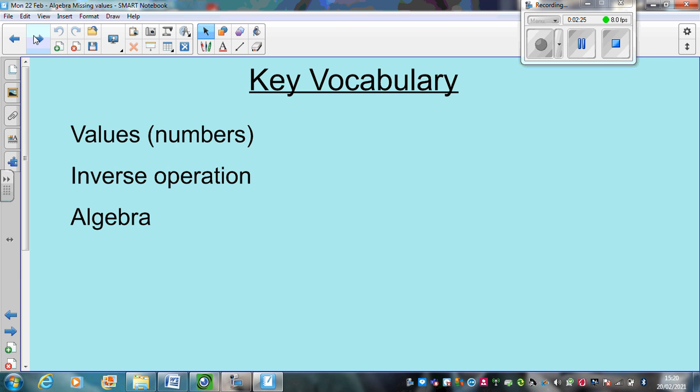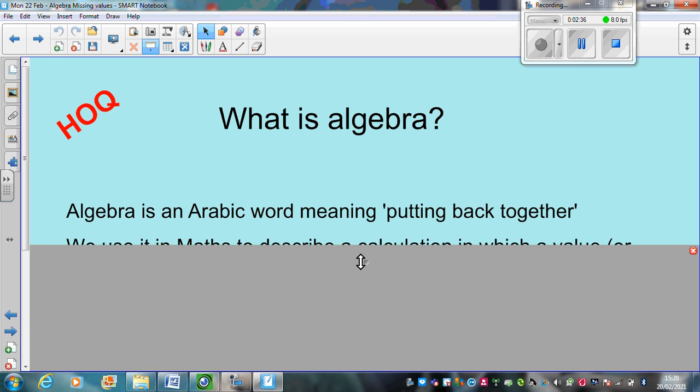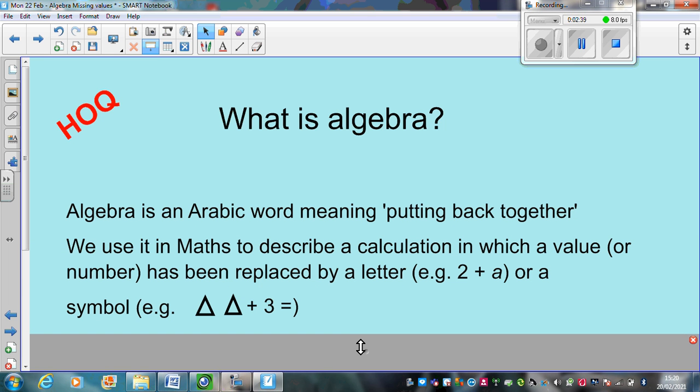And perhaps a new word to some of us, algebra. So what is algebra? Pause now and have a think if you can explain what algebra is. Otherwise, I'm going to tell you now. So algebra is originally an Arabic word meaning putting back together. It can even mean healing or resetting broken bones, believe it or not. But we use it in maths to describe a calculation in which a value or a number has been replaced by a letter, for example 2 plus a, or by a symbol, for example 2 triangles plus 3 equals something or other.